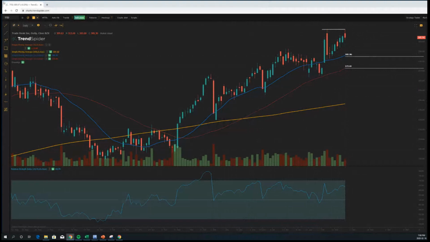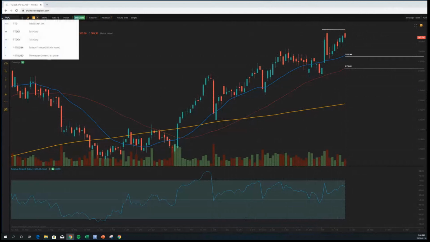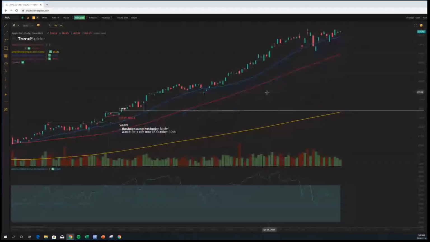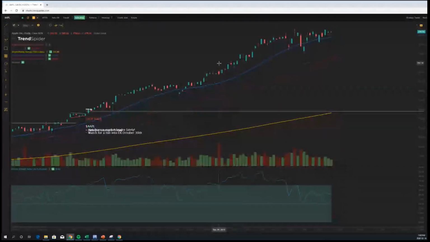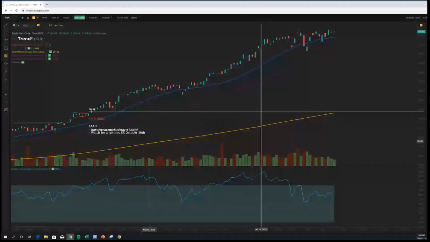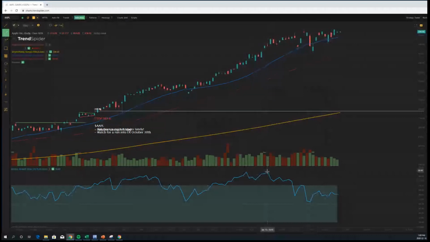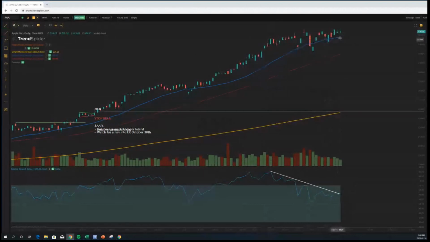Got Beyond Meat. Oh, Apple. Let's get Apple. So Apple, Warren Buffett's a happy guy. This thing does nothing but go up. Sorry, just reading that. You see the RSI falling here. It's starting to try to hold the 21-day, with possible divergence here.